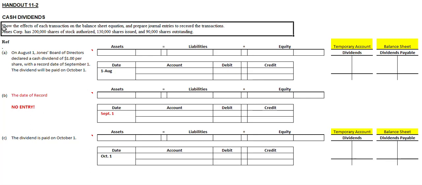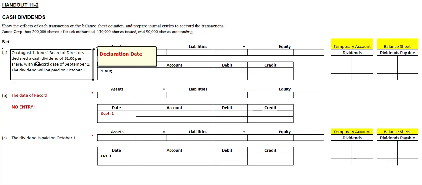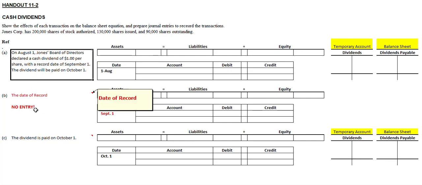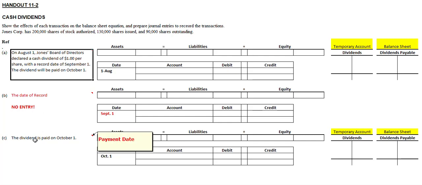With respect to our dividend transactions, we've got 3 dates we need to be concerned with. The first is the declaration date, the date the corporation declares a dividend. The next date is the date of record. Whoever owns the stock on the date of record is entitled to receive the dividend. And then finally, there's a payment date, the date at which the dividend is actually paid.